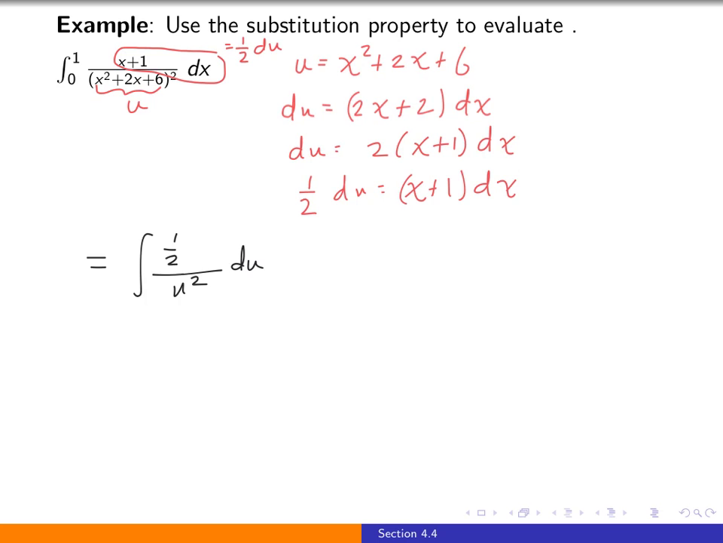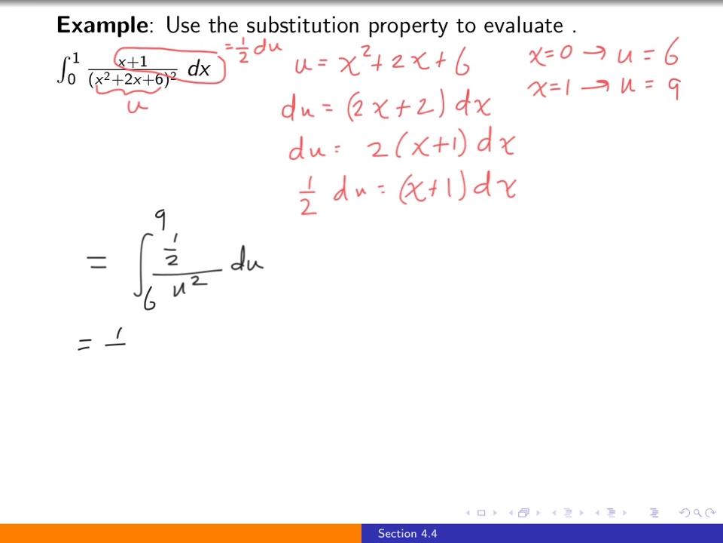Our lower limit of integration is 0. So when x is 0, looking back at our substitution, if each of these x's is a 0, u is simply the 6. So the substitution is what we use to switch the limits. The upper limit, if x is 1, u is going to be 1 plus 2 plus 6. So the new upper limit of integration will be 9. So we get the equivalent definite integral from 6 to 9 of 1/2 over u squared.